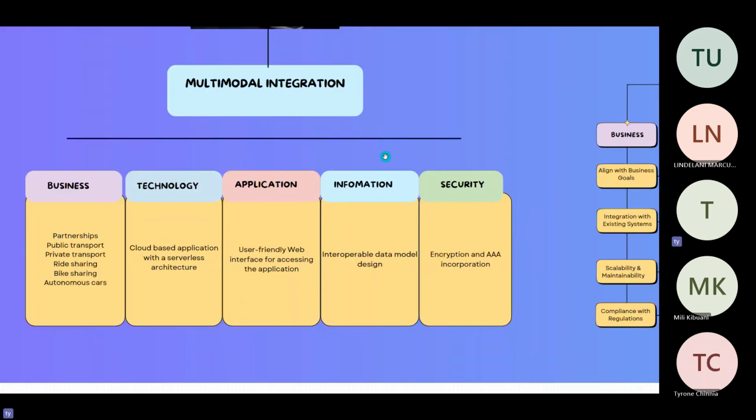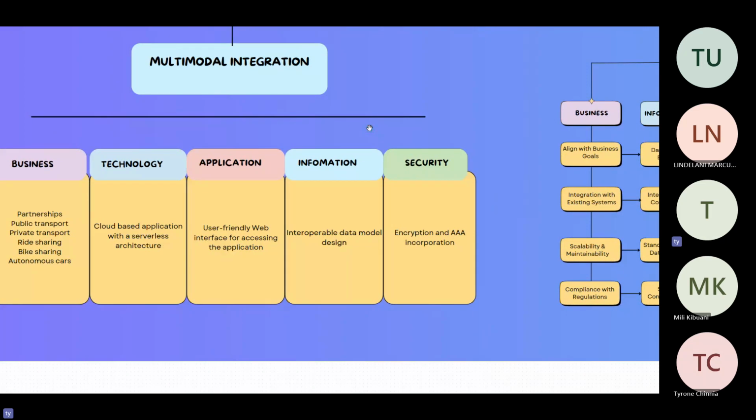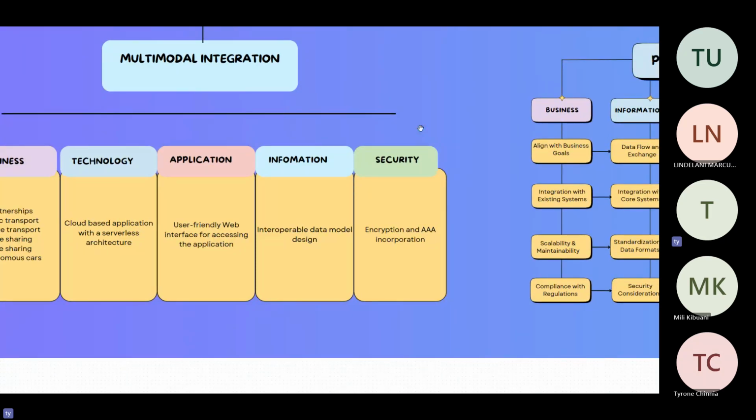Moving on to the application architecture perspective, like mentioned previously, a user-friendly web interface for accessing the application is needed so that users can plan their trips and make payments, and ensure that we have an interface in which the user can use the systems efficiently. Then moving on to an information architecture perspective, we need an interoperable data model design. This would ensure that we get the best out of our system. Moving on to the security architecture perspective, like we mentioned in the previous point, encryption and AAA incorporation is key to ensure that we follow best practices and ensure that our customers' data is safe.